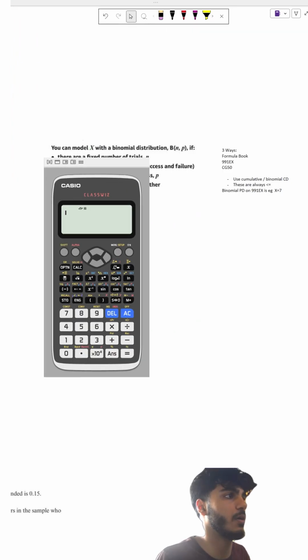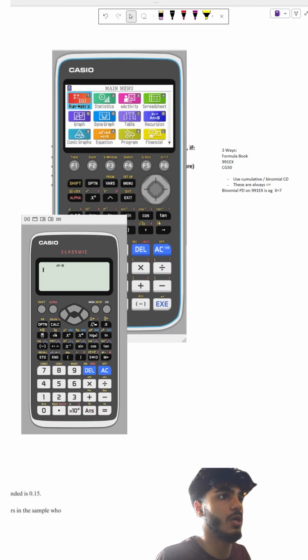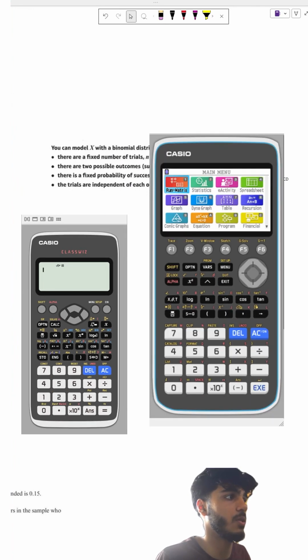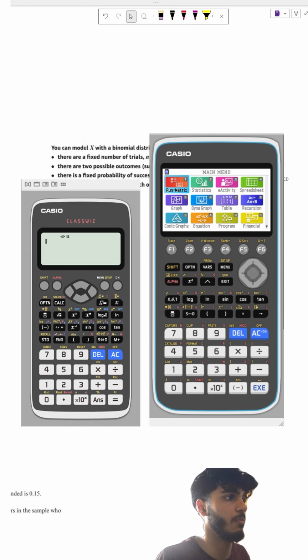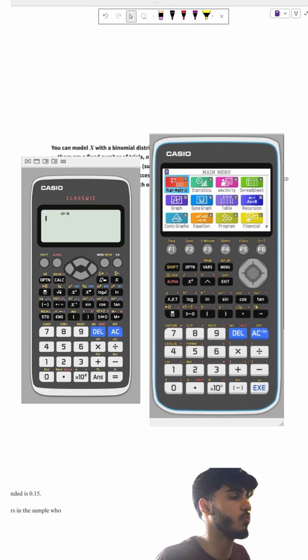Probably familiar with this type of calculator. Okay, so you have these 2 types of calculators. I recommend this bigger one. A lot of you guys will have the small one. That's probably what schools told you to get.